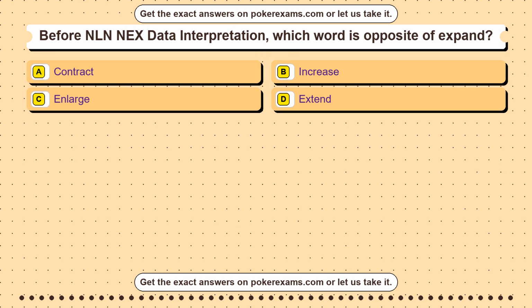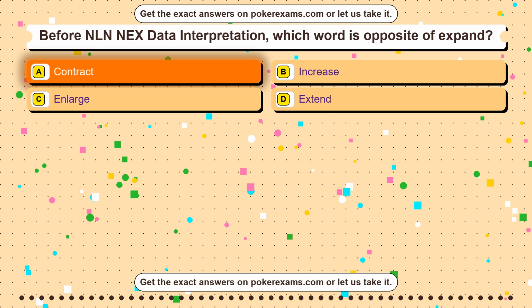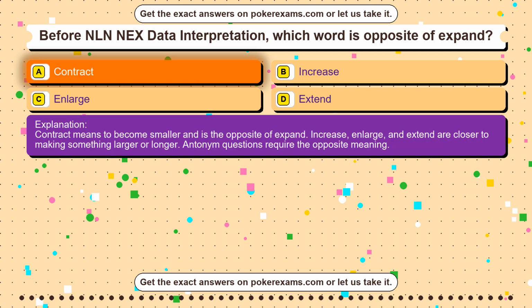Question 5. Before NLN NEX Data Interpretation, which word is opposite of expand? Option A contract. Option B increase. Option C enlarge. Option D extend. The correct answer is option A. Contract. Contract means to become smaller and is the opposite of expand. Increase, enlarge, and extend are closer to making something larger or longer. Antonym questions require the opposite meaning.